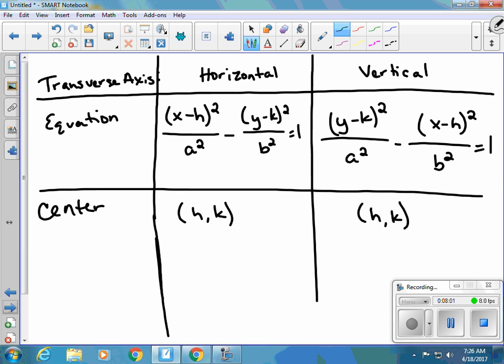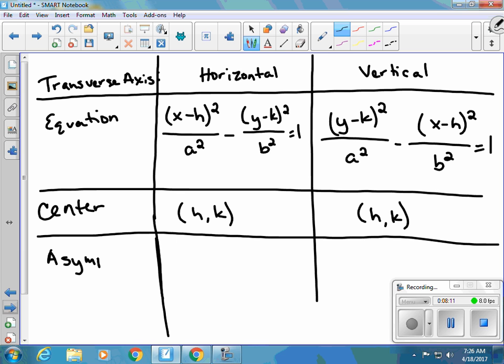Notice again, it switches signs, don't forget that. The other thing is your asymptote lines. So because there's two, you're going to have a plus minus. And that just gives you the negative slope and the positive slope.